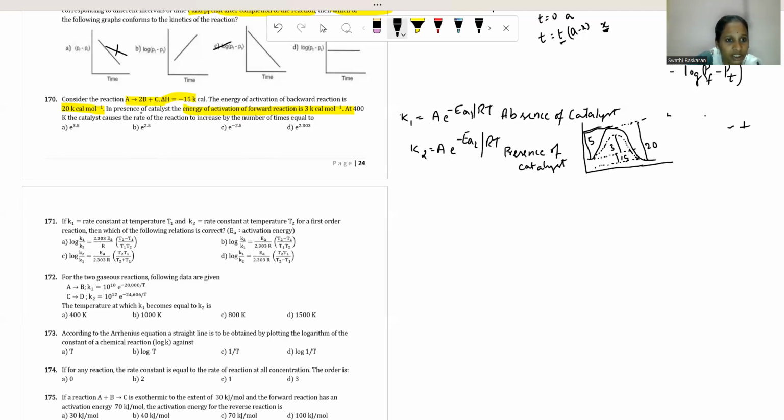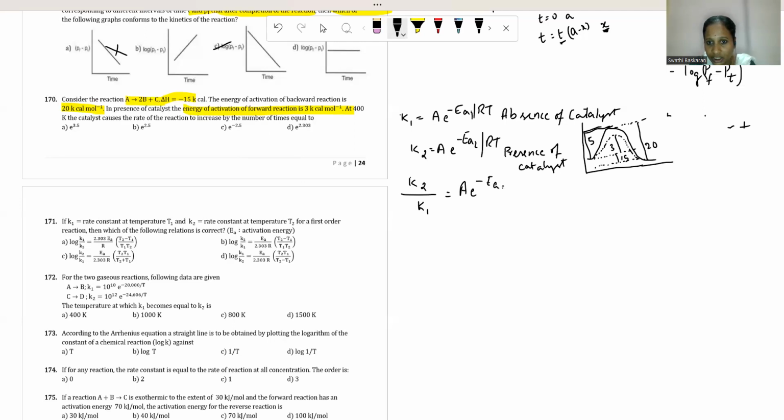So which means that in the presence of the catalyst, energy of activation of forward reaction is 3 kilocalories per mole. At 400 Kelvin, the catalyst causes the rate of the reaction to increase by the number of times equal to, so how many number of times will it be equal? Hence what I'm going to do is divide equation 2 by equation 1. So it will become K2 by K1, which is equal to, since the Arrhenius pre-exponential factor is the same for both the cases, we can actually cancel it off.